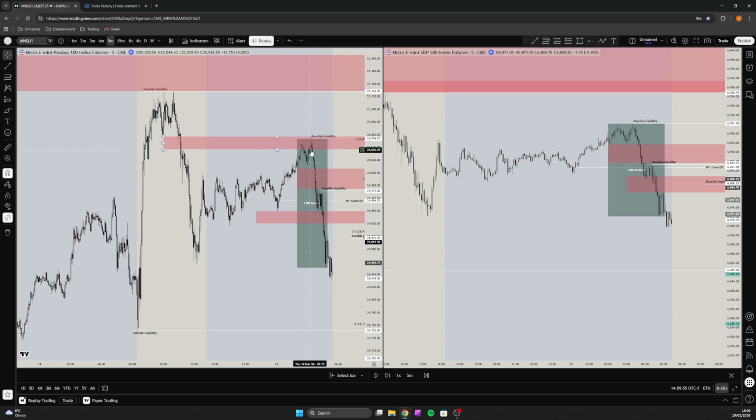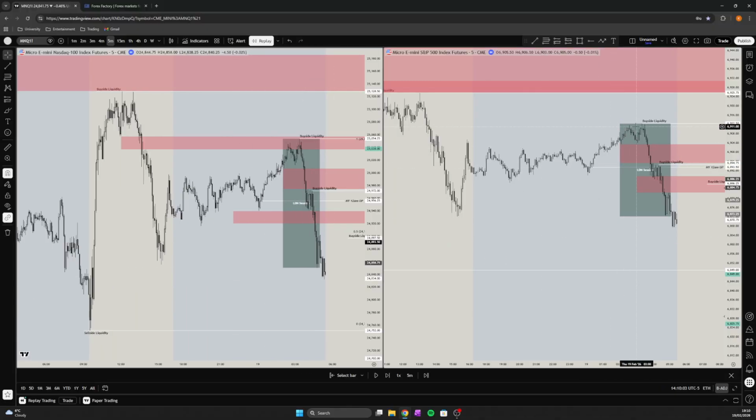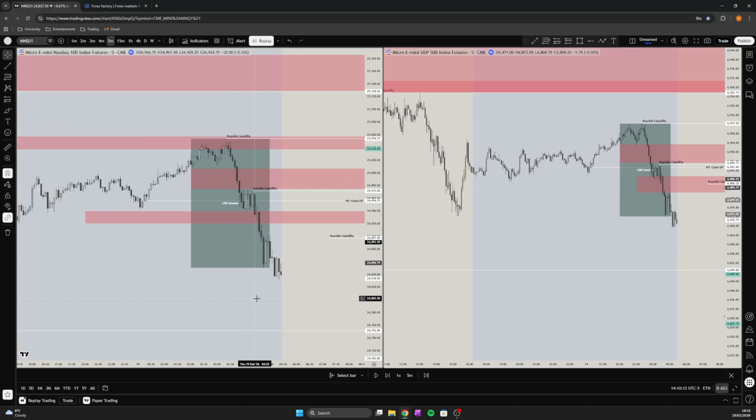Okay, this is the more important part here, right? Because this was the target, this was the manipulation, this was the distribution in London. Same thing here. This was the manipulation, this was the distribution. We moved higher before we moved lower. Bearish day. Okay, now let's see what happens when market opens.